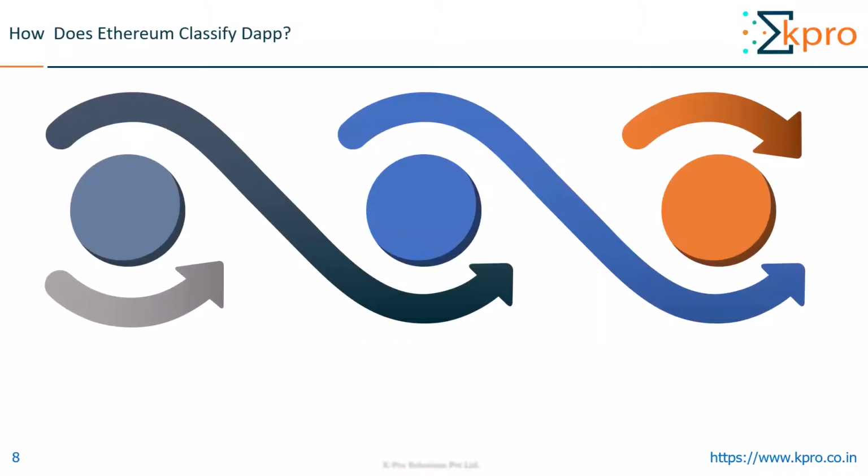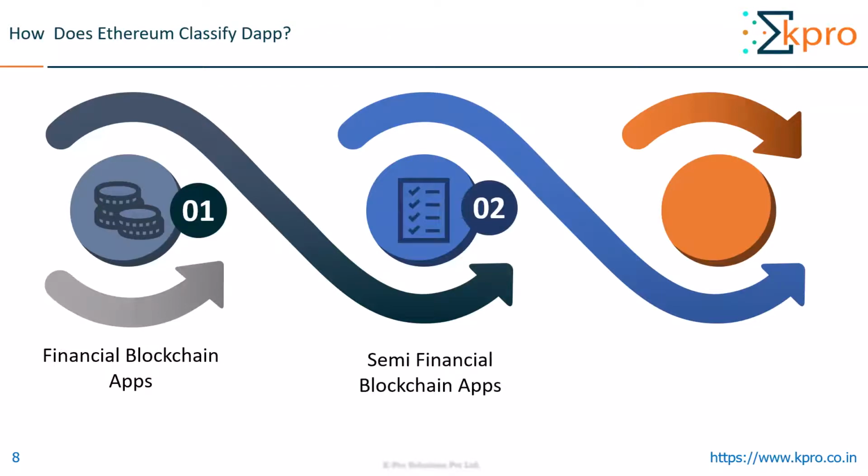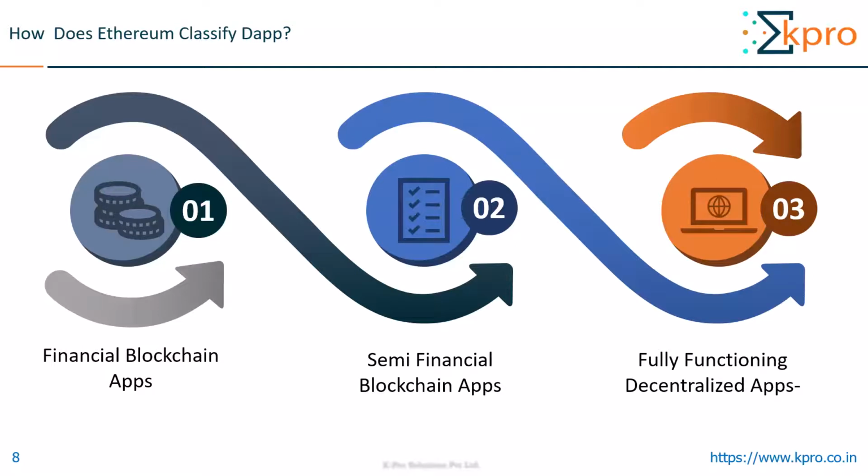Next, let us see how Ethereum classifies decentralized applications. The first one is financial blockchain applications. These are the decentralized applications that manage finances and money, for example, Bitcoin. The next one is semi-financial blockchain applications. It mixes finance and information that resides outside the blockchain, for example, smart contracts.